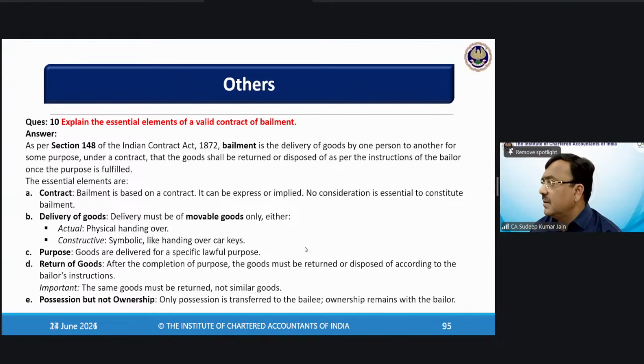If X sells his ornaments to Y, and Y keeps these ornaments in his own locker at his house along with his own ornaments, and if all the ornaments are stolen, X will not be responsible for the loss of Y.